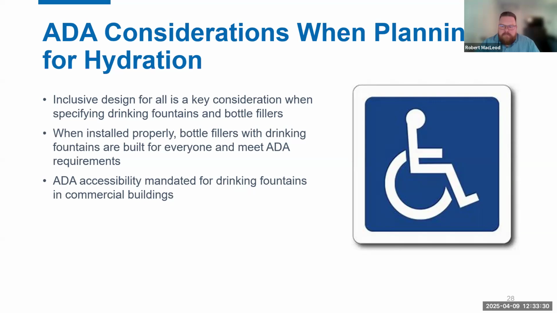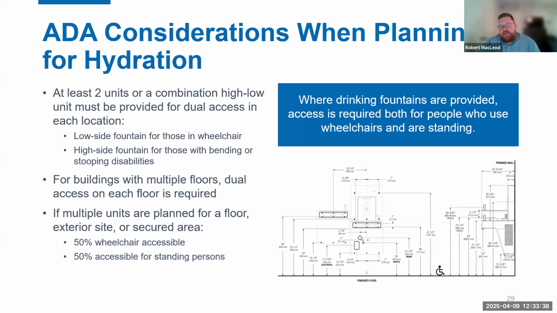Accessibility is mandated for drinking fountains in commercial buildings to ensure that all users can hydrate as desired. A building does not necessarily have to have drinking fountains, but where drinking fountains are provided, access is required for both people who are in wheelchairs and for those who are standing. Where one unit is planned in any of these locations, at least 2 units must be a combination high-low for dual access in each location. The dual access must be provided for each floor of the facility equipped with a drinking fountain, as well as the exterior site and each secured area of the building where drinking fountains are provided.